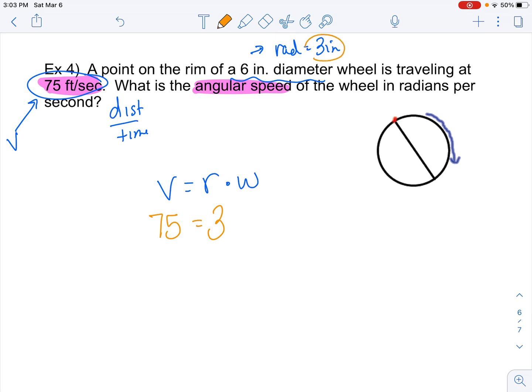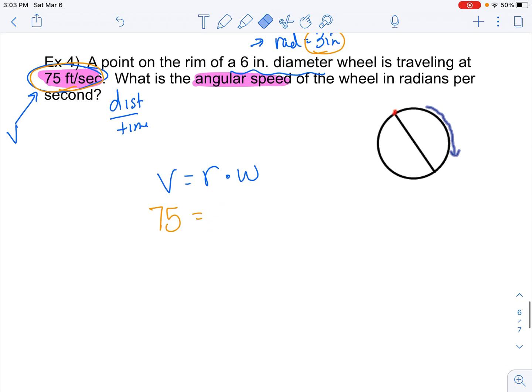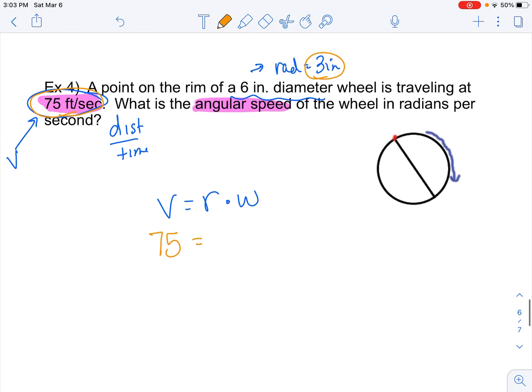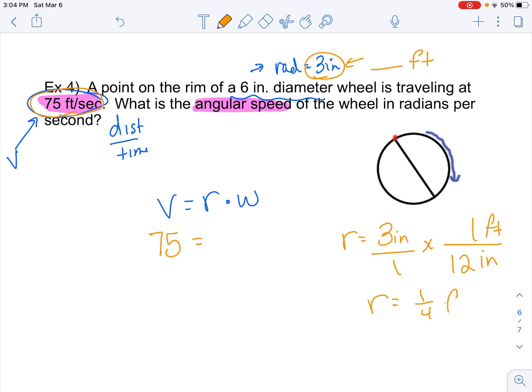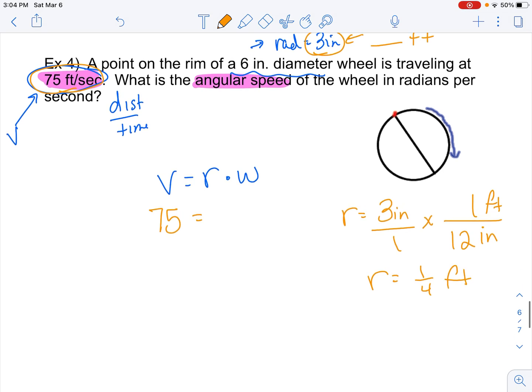Okay, but we have a small problem here because my radius is 3 inches, but my linear speed is in feet. So I really cannot plug in that 3. I've got to make sure my units are the same. Okay, so what we're going to have to do is change this to feet. I know my radius is 3 inches, but in order to use this formula, I've got to change my inches to feet. So that means I need to put inches in the bottom so that those will reduce, and feet in the top, which gives me 1 foot and 12 inches. So I know my radius is really 1/4 or 0.25 of a foot.